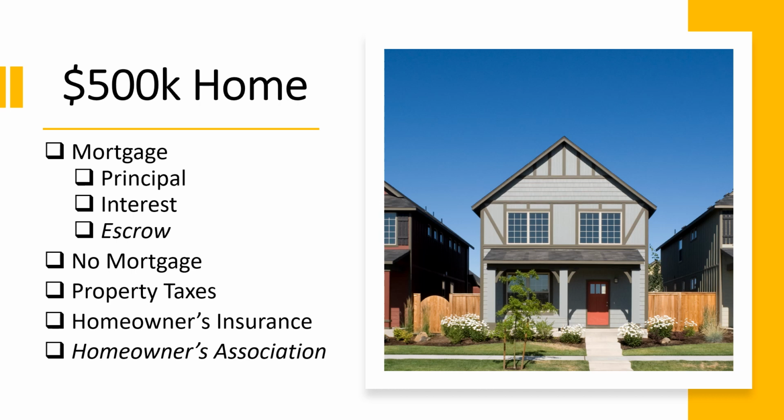So whether you have a mortgage or you don't have a mortgage, you're still going to be responsible for property taxes and homeowners insurance. Now, homeowners association is italicized because that is not something that applies to all properties. So some places do have homeowners associations and some do not. Now, there's a reason why I included it in this slide, and it will make sense once we start talking about reverse mortgages. So let's go ahead and talk about home equity on a $500,000 home.